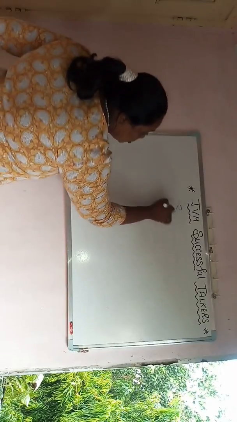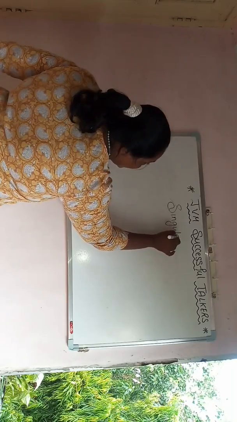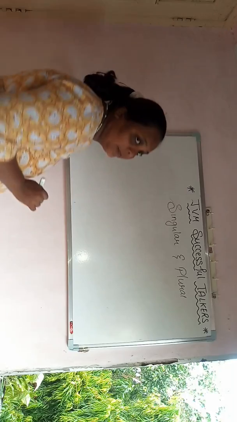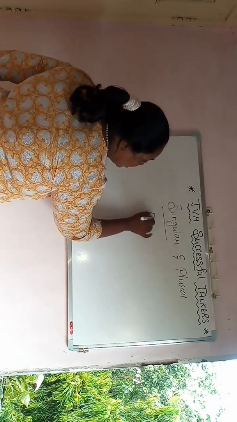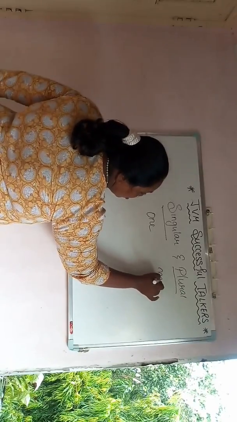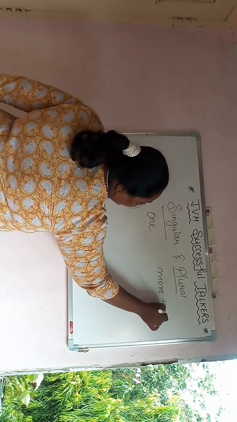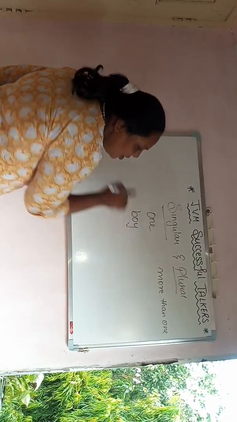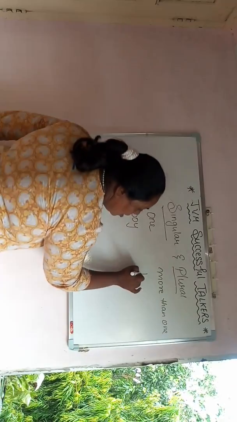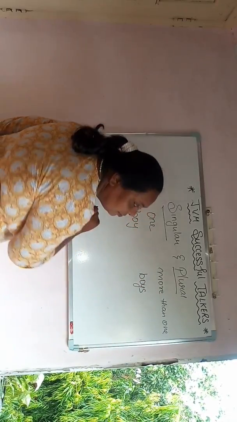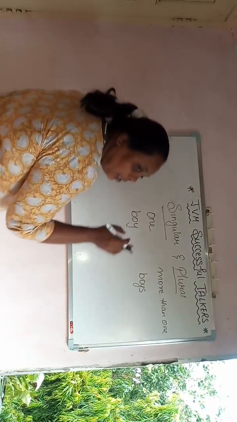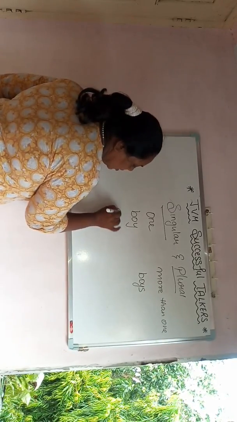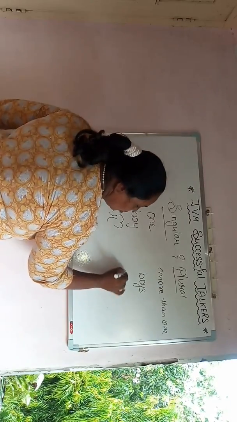What do you mean by singular? Singular means one and plural means more than one. As an example, I say boy. Only one boy is there. More than one means boys. If one tree is there, and here two, three trees, we will add s.